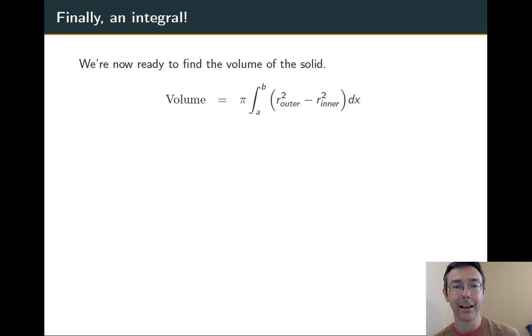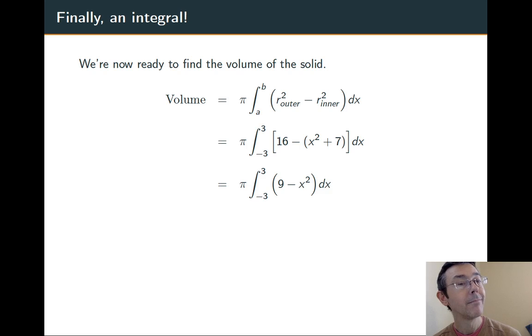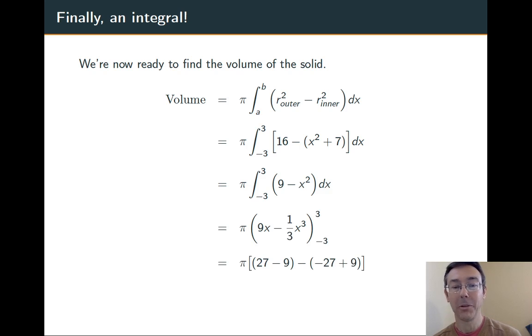Now we're ready to get an integral. There's the general formula, so let's take out the a, b, and the r's and plug in what we know they are. a and b, the endpoints of that interval, are going to be -3 and +3, and the difference between the squares of the radii is 16 minus x squared plus 7, as we saw a couple slides ago. A tiny bit of simplification, antiderivative, plug in values, and we get the final answer, 36 pi, about 113.10.